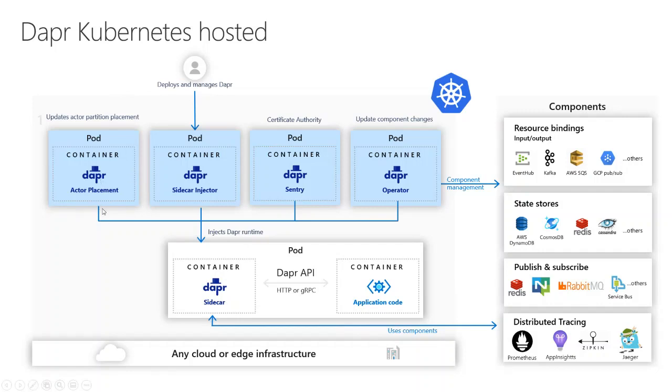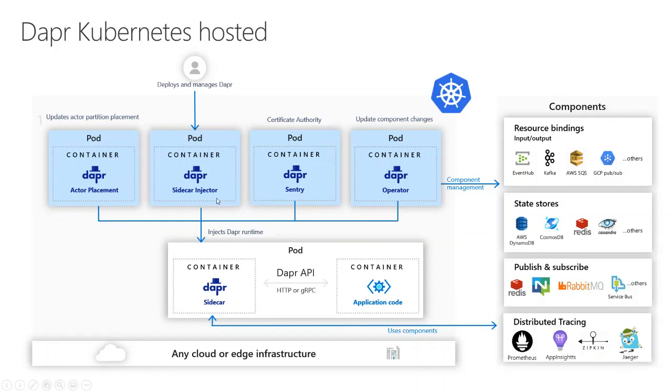This is Dapr actor placement. This is one container. Dapr sidecar injector. This is another container. Dapr Sentry and Dapr operator. Dapr placement is basically used for the actor service pattern. If you have actor services or actor clients running, this is basically used for actor placement services.